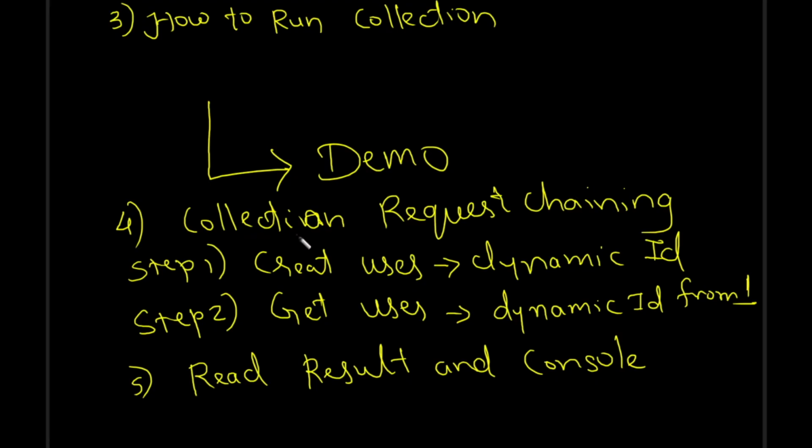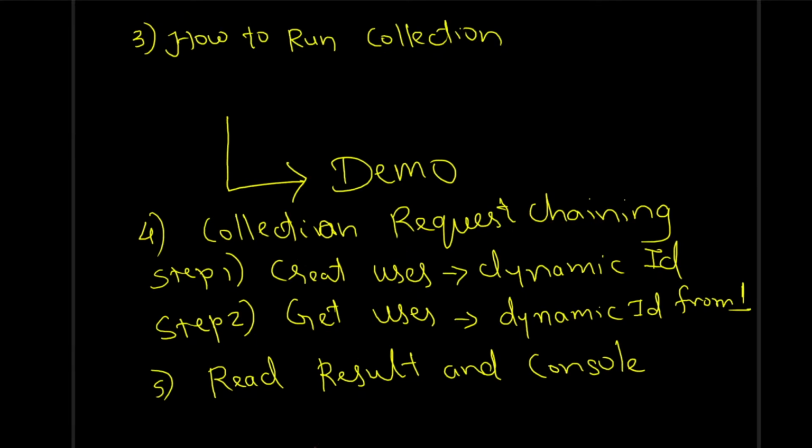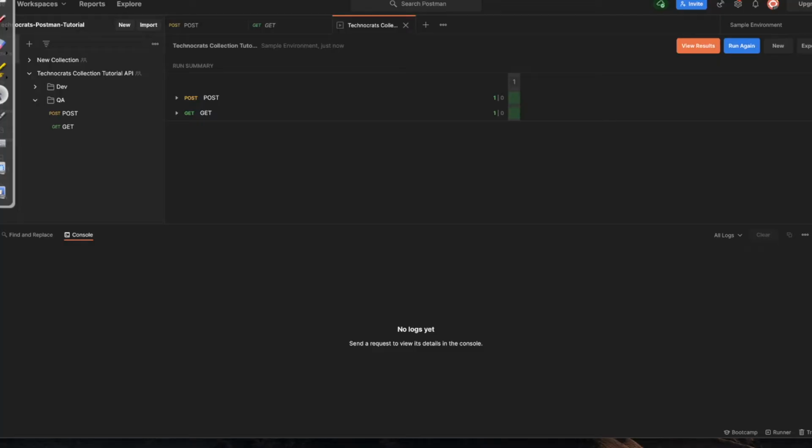So next we'll go into a little bit of advanced topic in collection runner, that is request chaining. Let me simply explain what request chaining is. Let's say in the first step you are creating a user, and every time you hit a request you get a new user. Let me demonstrate it.